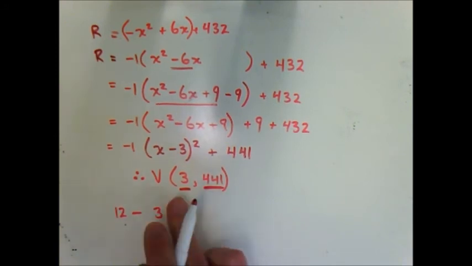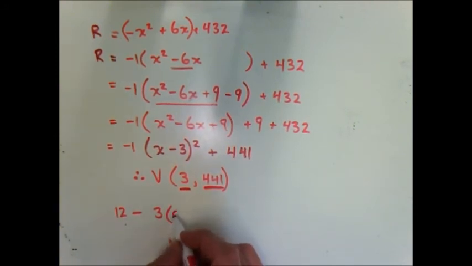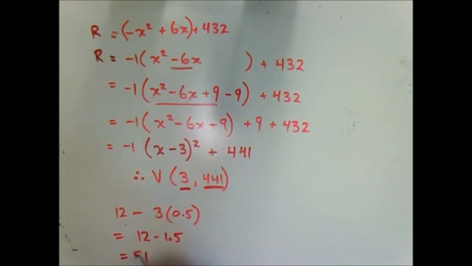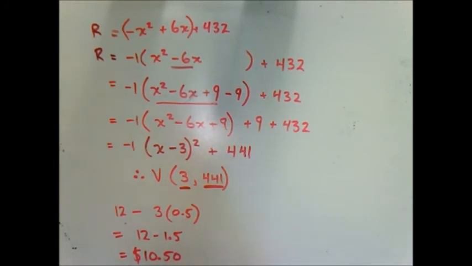3 price reductions of 50 cents. Okay? So the price is 12 minus 1.5, which equals $10.50. Therefore, Alex should reduce his rental costs to $10.50 in order to maximize his revenue.